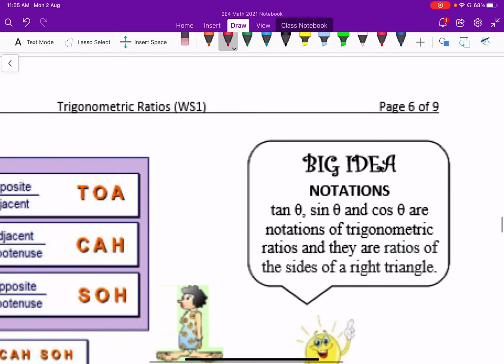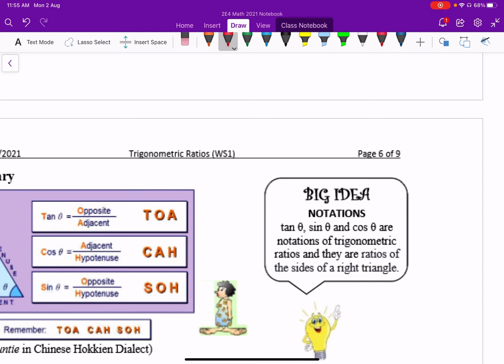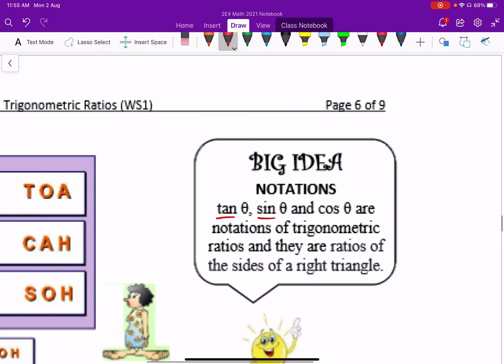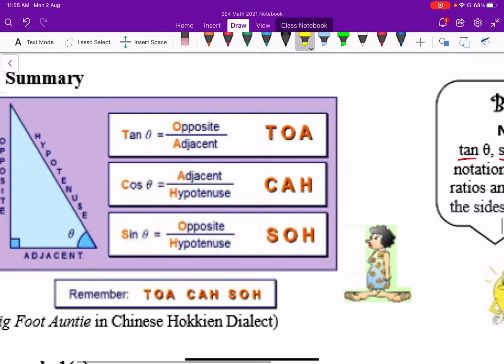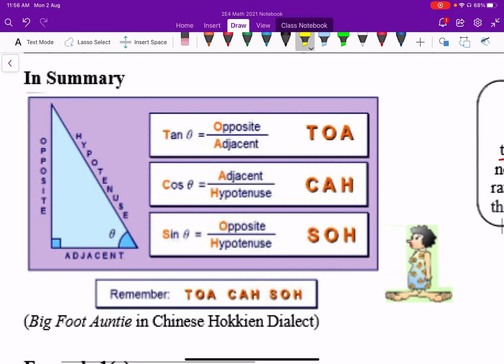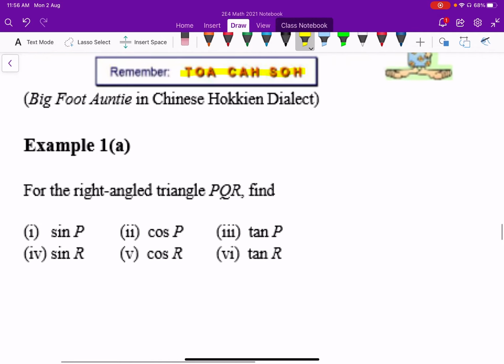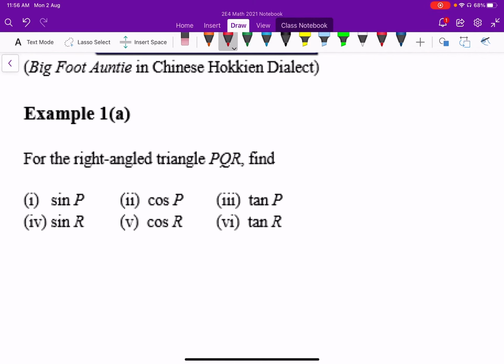So let's look at the next part. You need to learn tangent, sine, and cosine are the notation of the trigo ratio, and it is the ratio of the sides of a right angle triangle. Okay, highlight this. It is always referencing to the right angle triangle. Okay, so in summary, TOA, CAH, and SOH. So in trigo ratio today, you learn new thing called the TOA, CAH, SOH. Okay, so example 1, let's go down to some calculation and see how we do it.